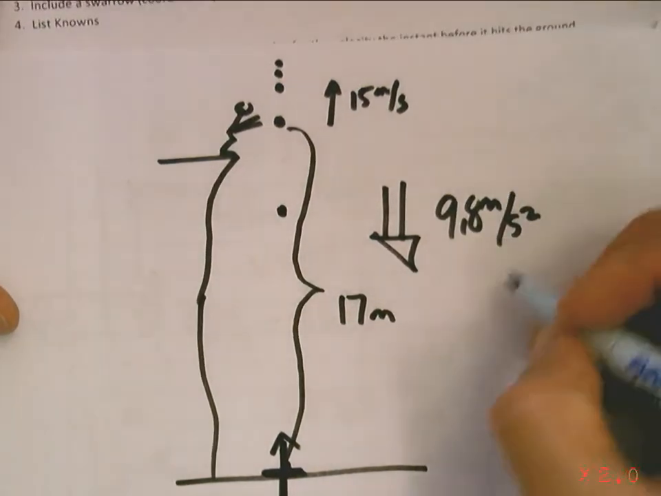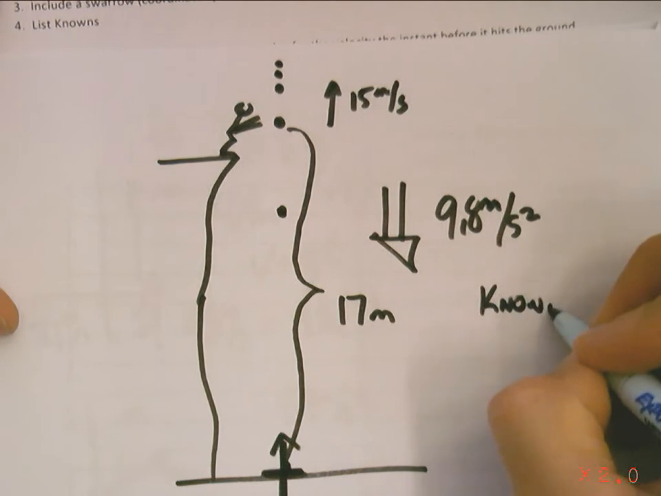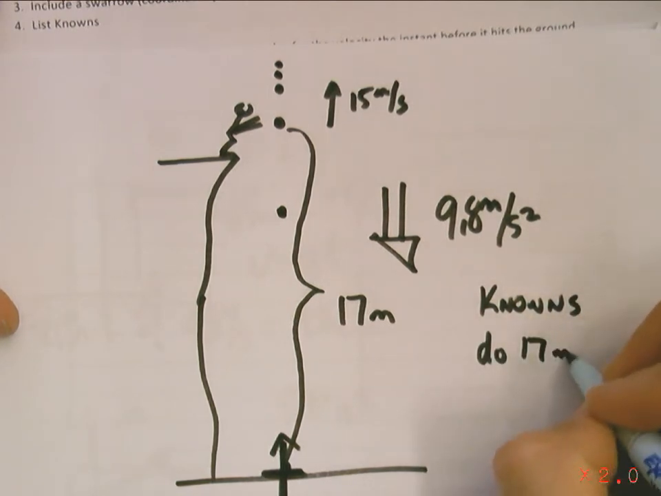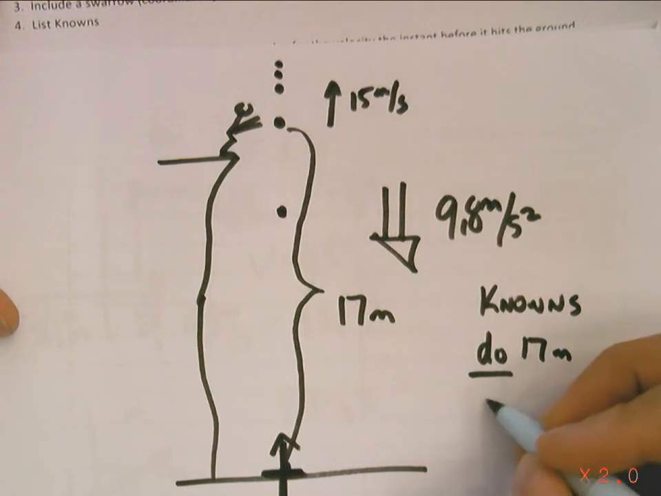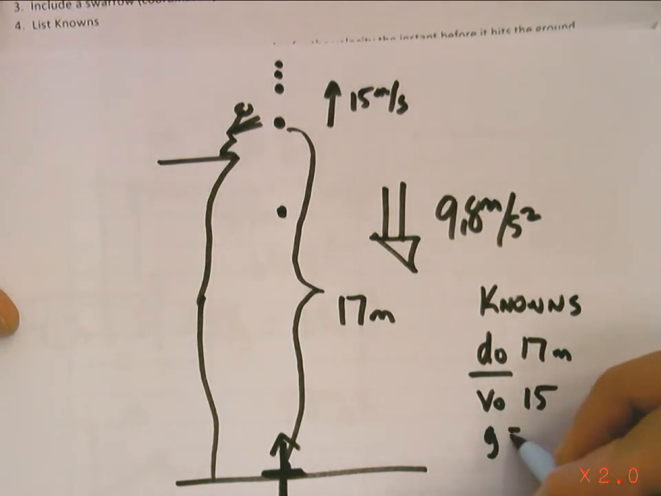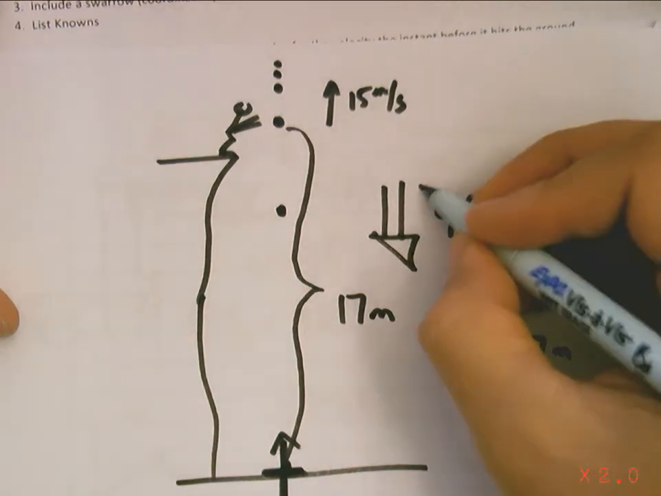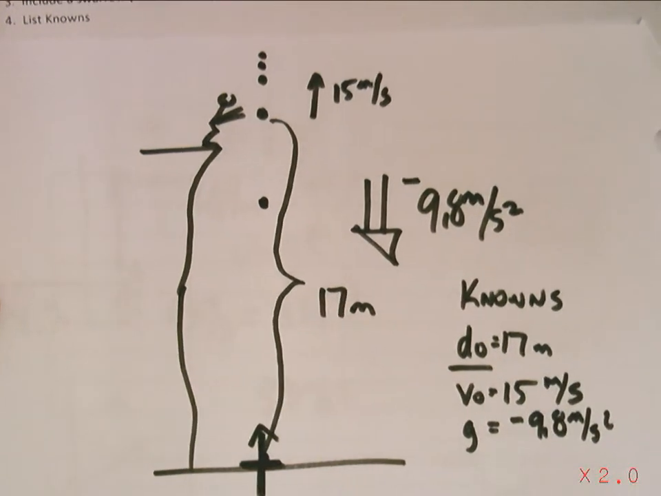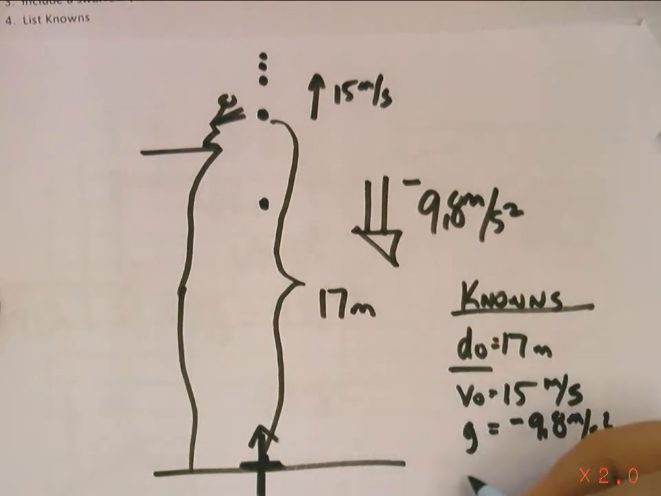Now we have our knowns. So we know that it starts at 17 meters. We also know that it starts with an initial velocity of 15, and we know that acceleration is equal to gravity. Because it's going against this arrow, it's negative 9.8 meters per second squared. So those are our knowns. We also know that the velocity at the apex is 0 meters per second.